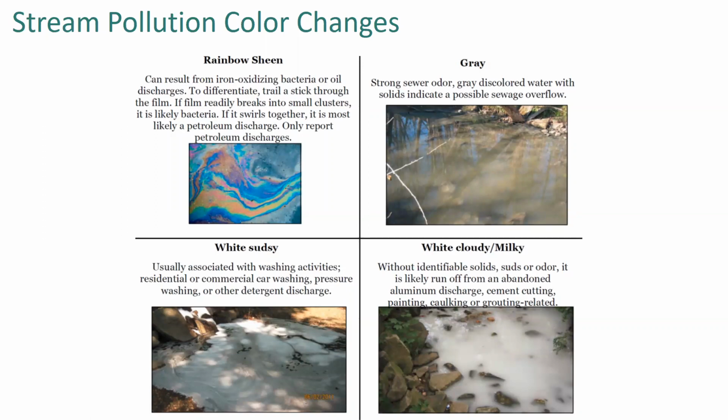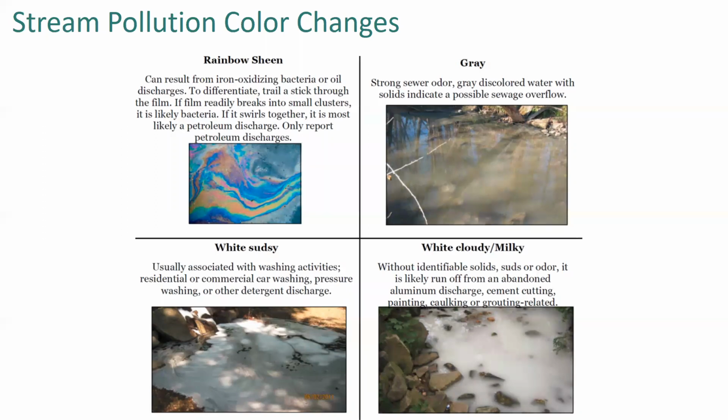Well, I hope you don't come across many of these. Some of these pictures offer a pretty good idea of what may be in the water. Chemical tests would still be needed to confirm any of these though. So things you could see: a rainbow sheen like the top left picture. This could represent just iron oxidizing bacteria, which is natural, or oil discharges from runoff.